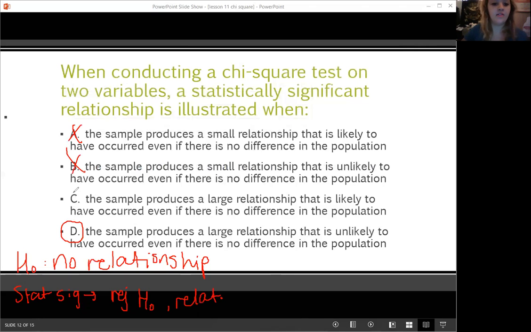And then for the last part, where it says likely to occur if there's no difference in the population, you want to make sure it's talking about something unlikely to have occurred, because this is basically saying that it wasn't due to chance. This didn't just happen by accident because there is no difference in the population. This is saying that we're pretty confident that there is actually a difference in the population. So we're able to make this statistically significant conclusion here. Good job. Our answer is D.